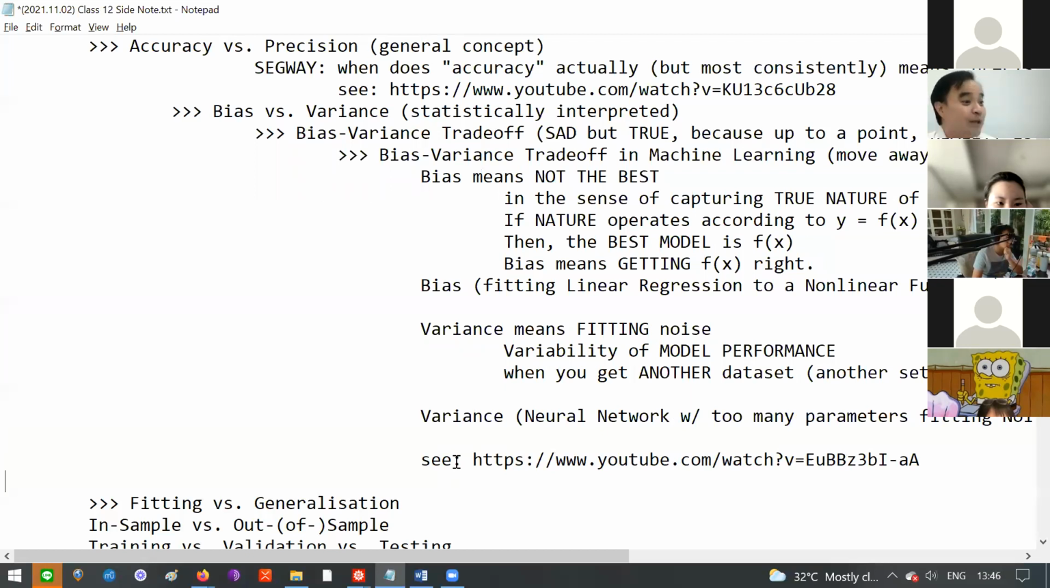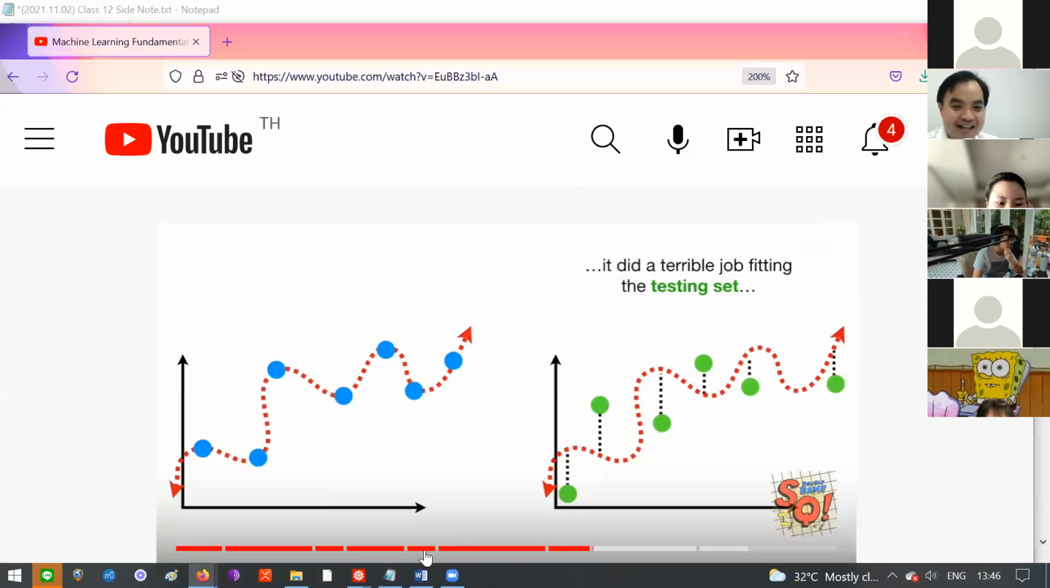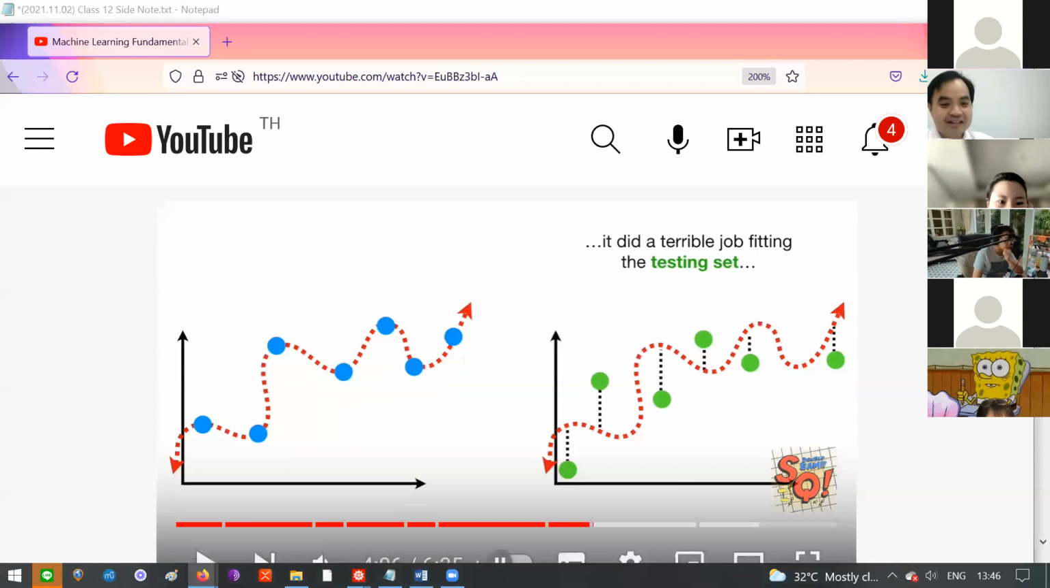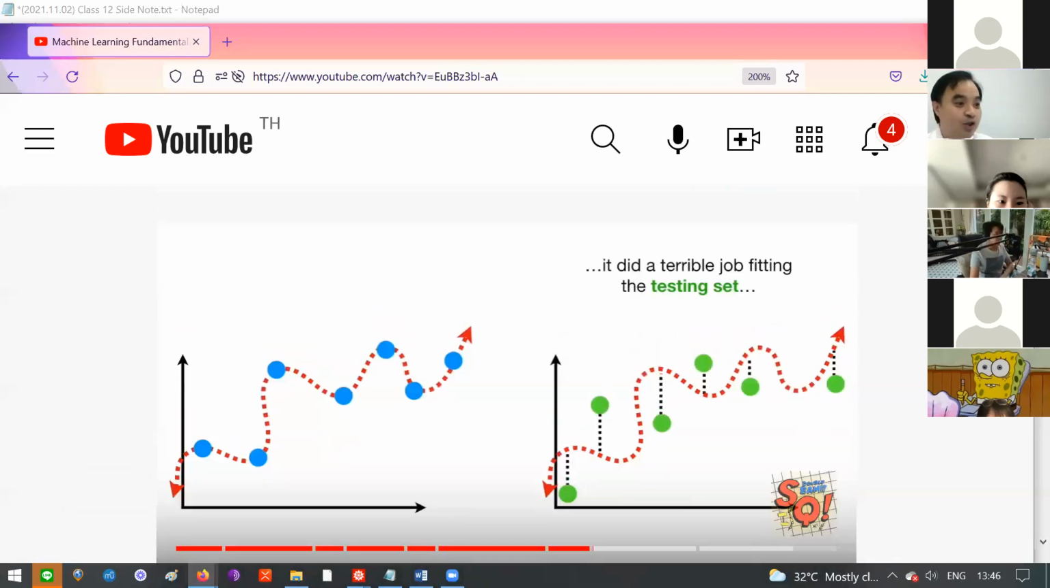But the better concept is called fitting versus generalization. Fitting means you're trying to fit the data to the best possible ability, in which case, this is a perfect fit. But this is a poor generalization, because when you get some new data set that the model hasn't seen before, it only memorized the blue, it didn't memorize the green.